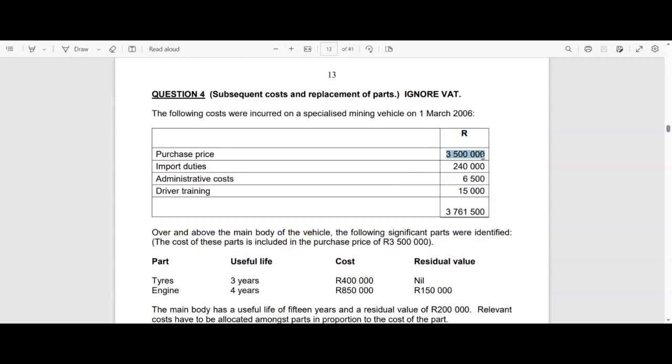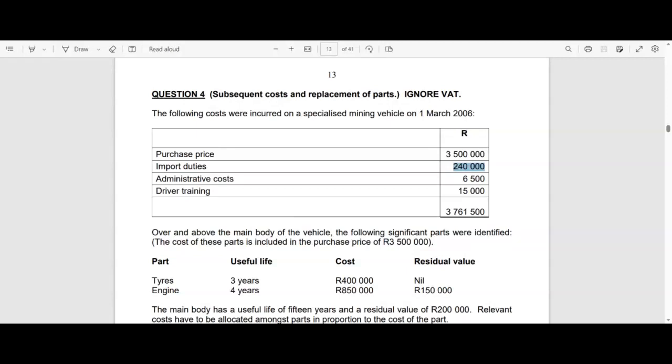The purchase price we know will always be capitalized as part of the cost of the asset. Now, what about the import duties? Is the import duties a necessary cost? And the answer there is yes. Thank you, Henrik, as well. You confirm that it is a necessary cost, right? We cannot import that specialized mining vehicle unless we pay the import duties.